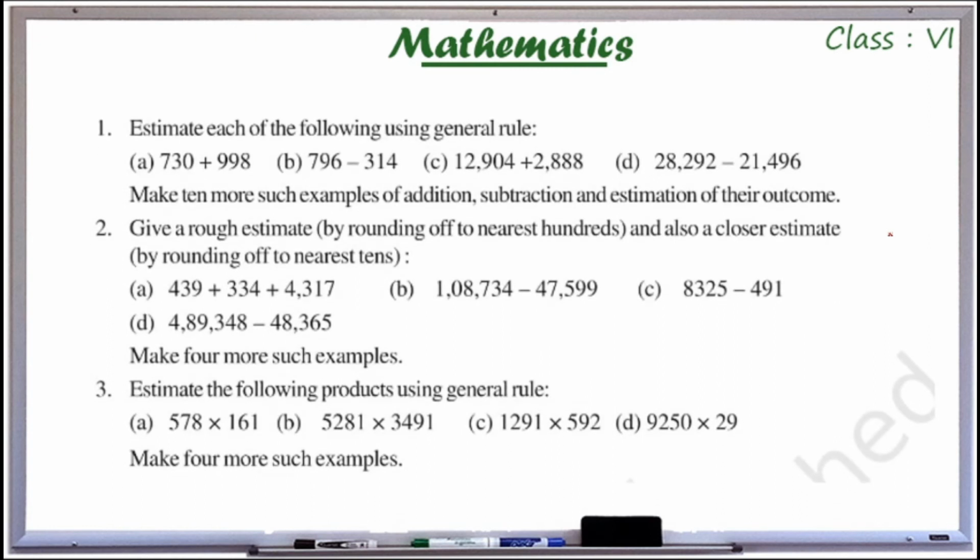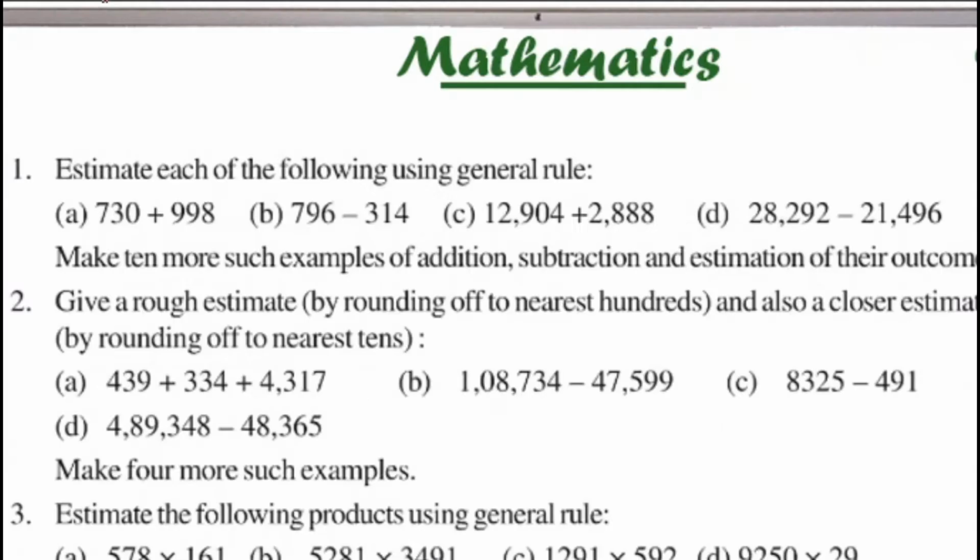Now there are some homeworks. We have to estimate each of the following using the general rule. This is our general rule: look for the smallest number among these pairs and according to that set the nearest number.